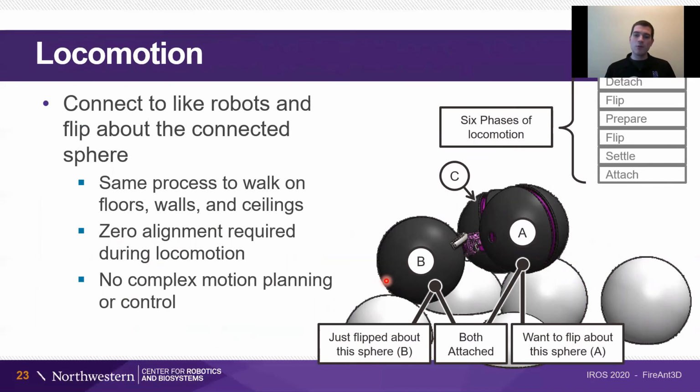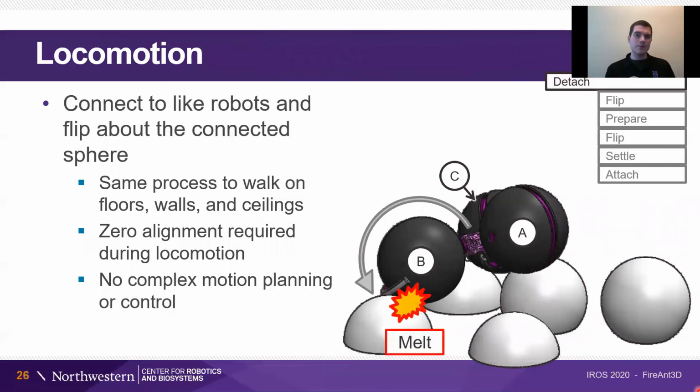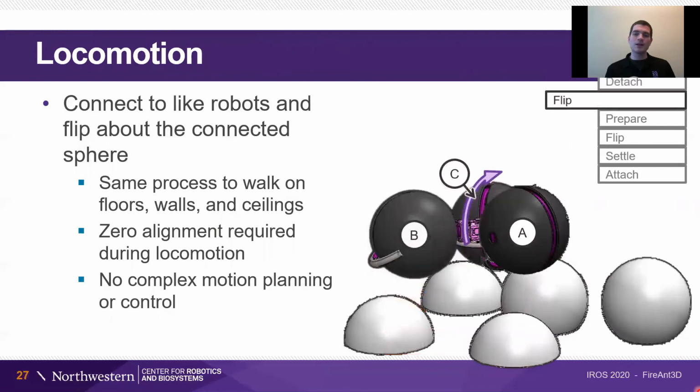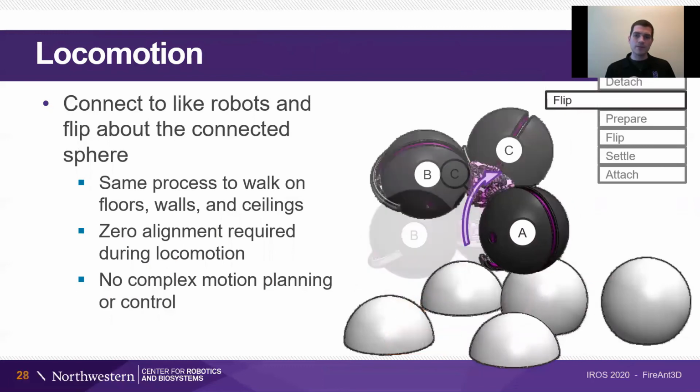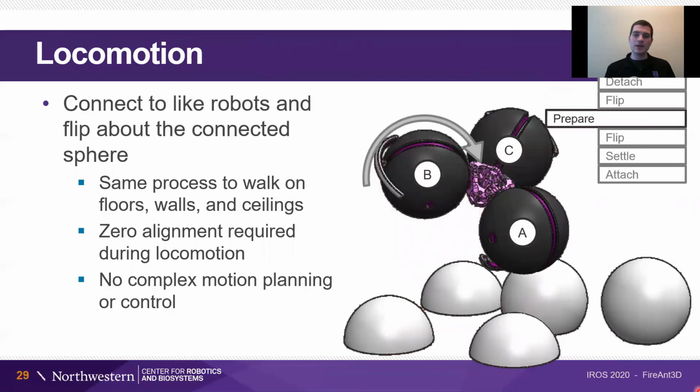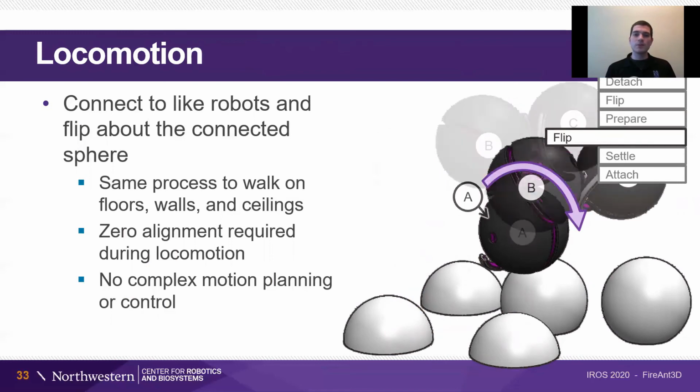In this example, the robot has just flipped about sphere B, and it wishes to flip about sphere A. Both A and B are attached to the white spheres shown here, which represent other robots. It first detaches sphere B, heating and melting the connection and lifting free of the surface. It flips forward until it executes a preparation step. Recall that the arm cannot rotate endlessly. It's limited to 315 degrees, and so it needs to do this. And it continues flipping forward.